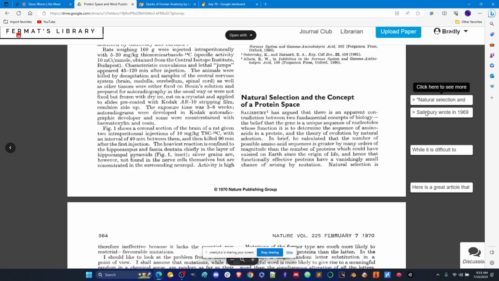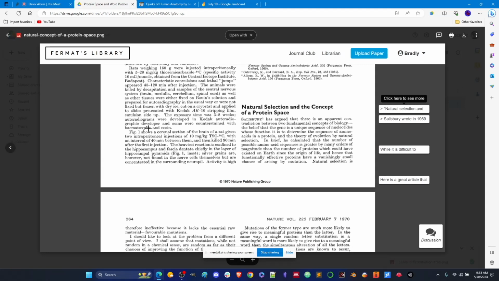where this is where the notes are taken here, so that people just pop notes in here. And I don't think this is the paper. I think I just took a screenshot of it, but this is sort of where he starts talking about natural selection and the concept of a protein space.